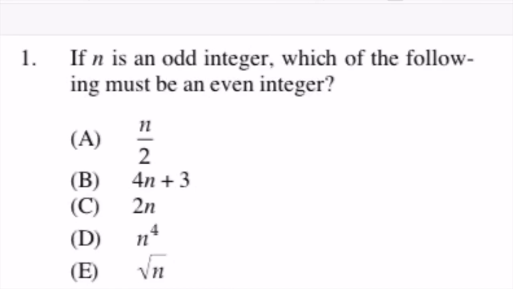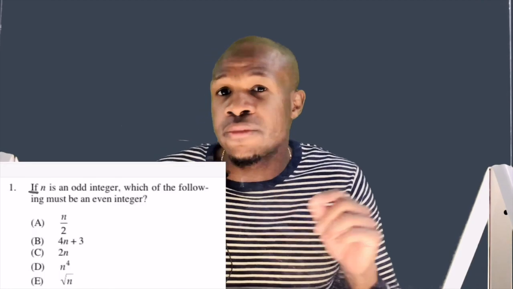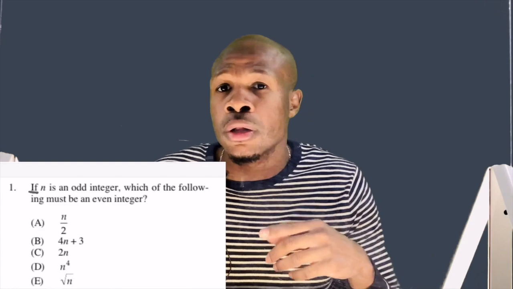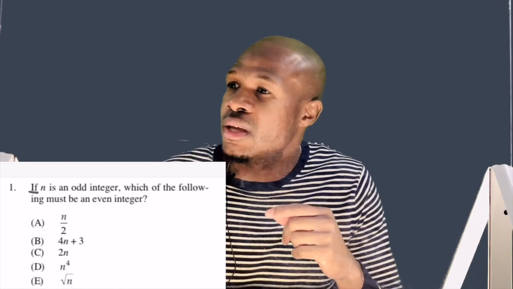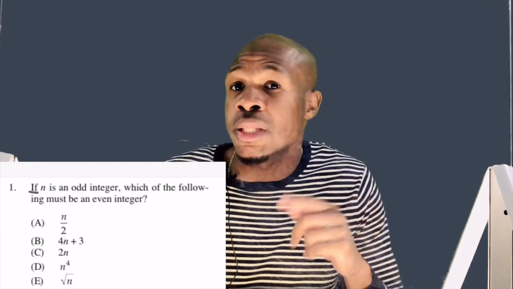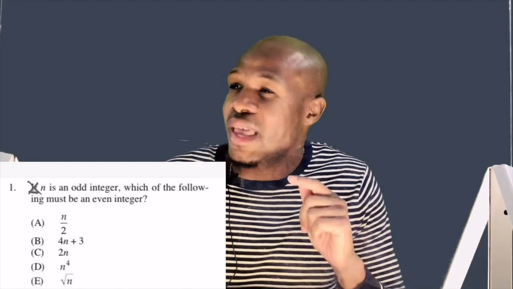So this problem could be a little bit tricky, and what makes it tricky is the word if, right? It says if n is an odd integer. Well, that can confuse people because you might think, well, is it or is it not? Well, the word if says, if it is, then pretend that it is. So for all intended purposes, just pretend that it is. So instead of reading this question as if n is an odd integer, I would just eliminate the if and read the question as n is an odd integer. All right? So rereading the question, n is an odd integer, so which of the following must be an even integer?